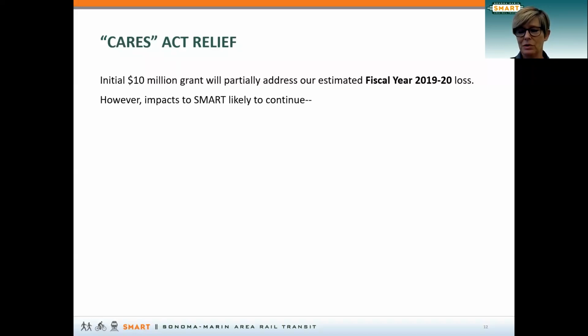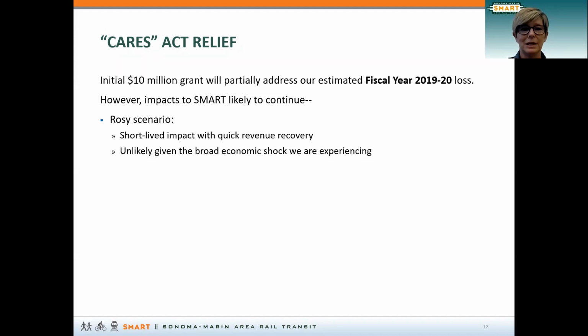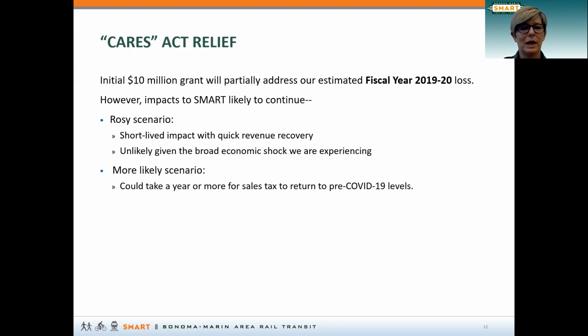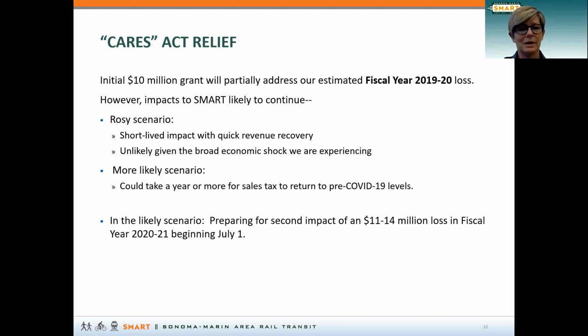However, as you all know, the shutdown is continuing and the impacts are likely to continue. So there's a couple scenarios that could happen. I know that, there's definitely, put 5 economists in a room and you'll get 5 different opinions. One scenario is that it's going to be a short-lived impact to the economy, but I think that's unlikely given the broad shock we're experiencing. The more likely scenario is that it could take a year or more for sales tax to return for us.